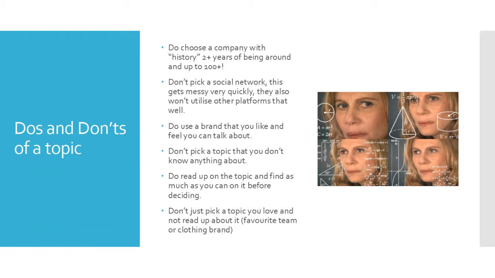Do read as much up on the topic as you can before deciding on what you're going to write about. This is important. You need to actually read about the topic, even if it's just the entire Wikipedia article. That kind of innate information about it will help you out. Don't just pick a topic that you love and not read up about it. So don't pick your favorite sports team or your favorite clothing brand and then just run with it.